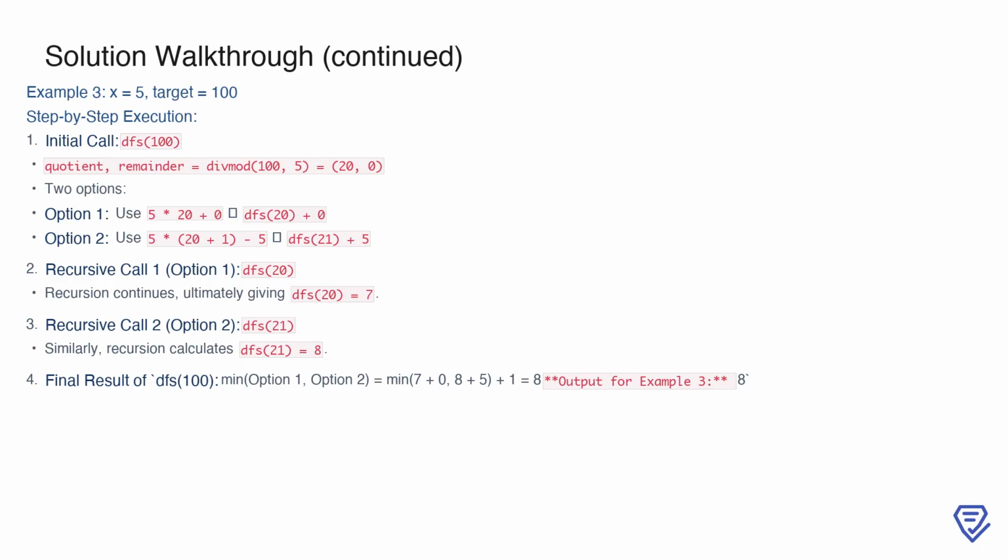plus 5. For the first recursive call, DFS(20), further recursion gives a result of 7. Similarly, for the second recursive call, DFS(21), we calculate the result as 8. Finally, we compare the two options for DFS(100) and compute min(option 1, option 2) equals min(7 plus 0, 8 plus 5) plus 1. This gives a final output of 8 for the third example.